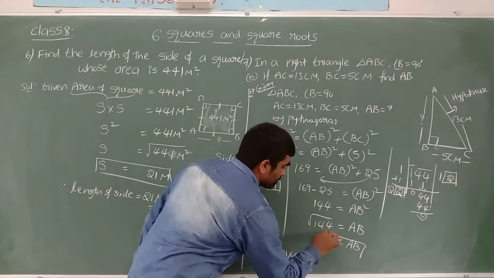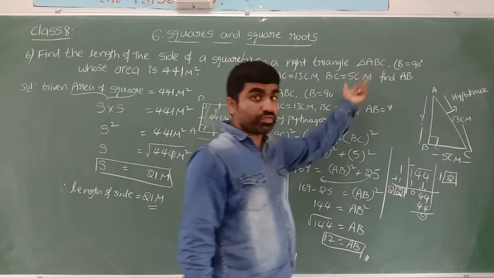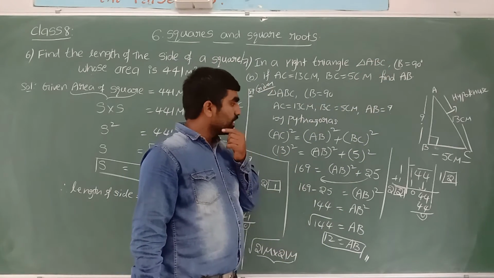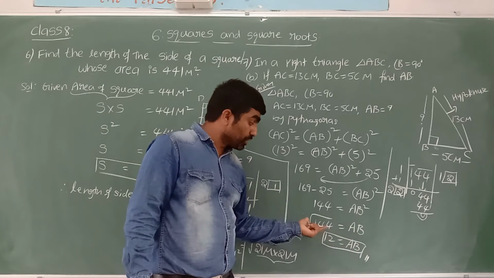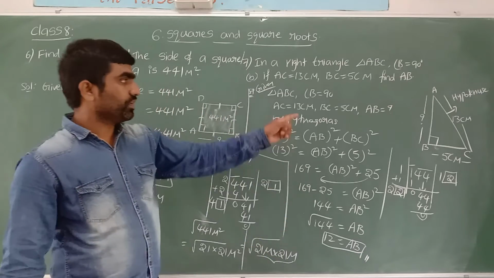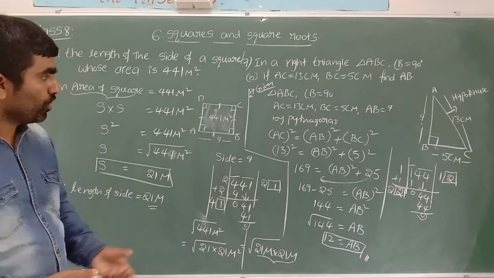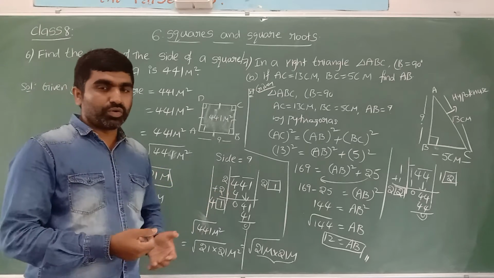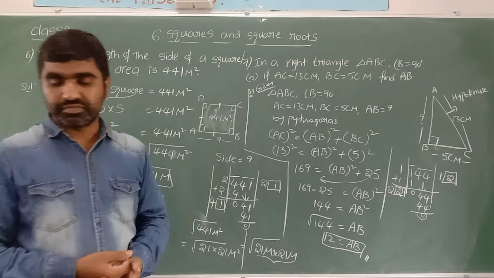Yes, they asked us to find the length of AB only. See here, this is also an application based on the square root concept. If you want to know the length of AB, you should know the concept of square root. Then we can find the length of the unknown side of triangle ABC. Hope it is clear. What are the applications we can see based on the square root?